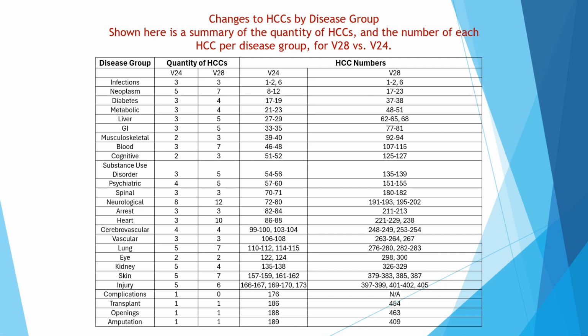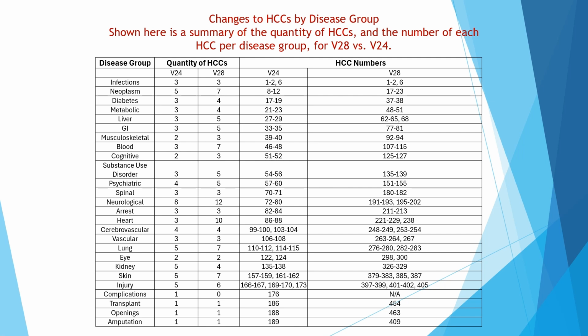Musculoskeletal, quantity of HCCs for V24 is 2 while V28 is 3. HCC numbers for V24 is 39 to 40 and V28 is 92 to 94. Blood, quantity of HCCs for V24 is 3 while V28 is 7. HCC numbers for V24 is 46 to 48 and V28 is 107 to 115.